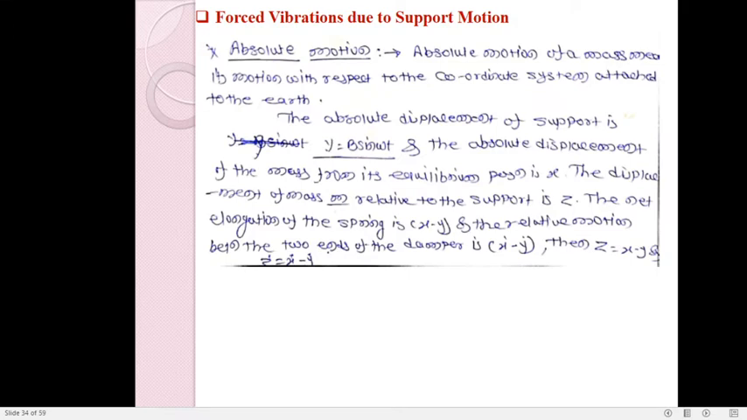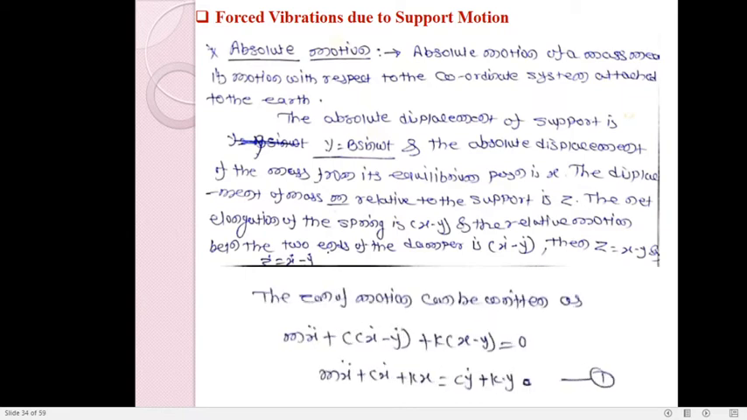Here in this case, the absolute displacement we will consider as y equals b sine omega t, and the absolute displacement of the mass from its equilibrium position is x, that is the chassis displacement. The displacement of mass m relative to the support is z, suppose. Then the net elongation of the spring is x minus y, and the relative motion between the two ends of the damper is x dot minus y dot. Then z equals x minus y and z dot equals x dot minus y dot.